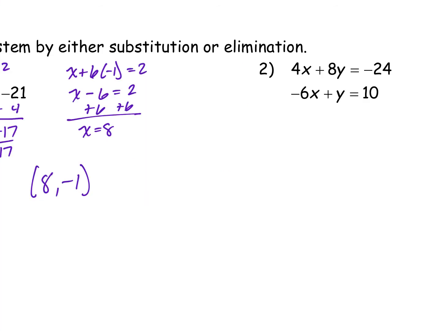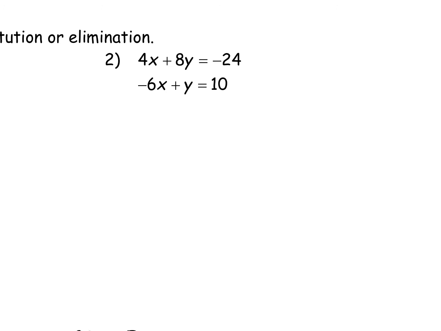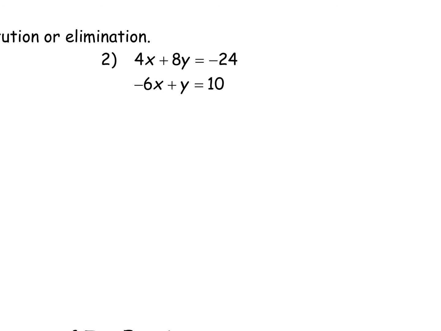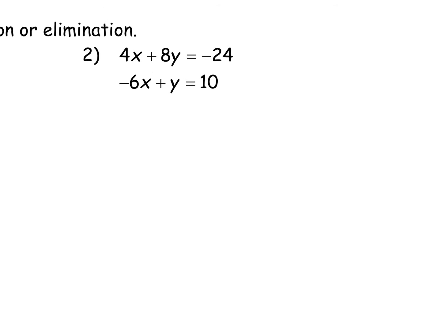Okay. Number 2, I think I did elimination on this one because it's faster. So I'm going to multiply this one by negative 8. The top one doesn't change. Wait, why negative 8? Because I'm going to get rid of my y's.